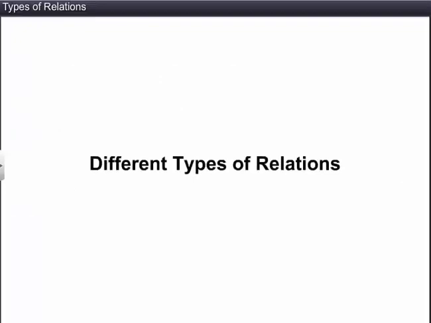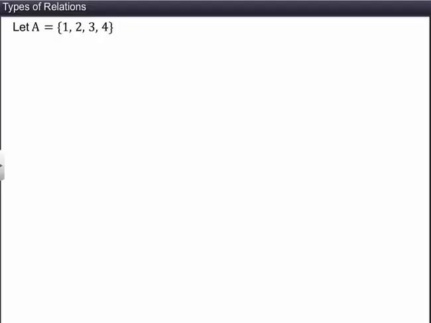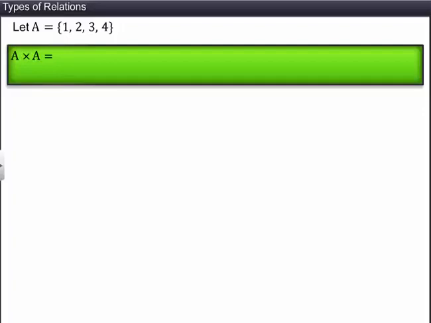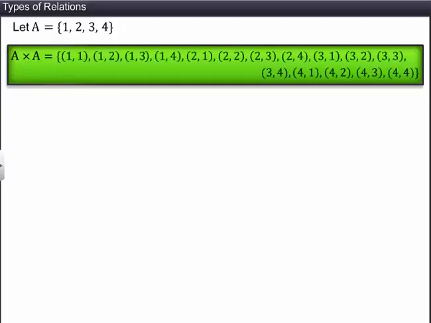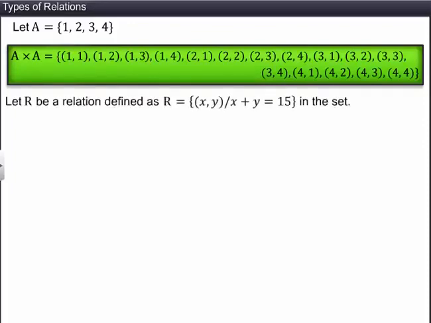Let us now learn about the different types of relations. Consider set A with elements 1, 2, 3 and 4. The Cartesian product of A with itself consists of 16 ordered pairs, as shown here. Let us define a relation R on A, defined as the set of all ordered pairs (x, y), such that x plus y is equal to 15. Recall that any relation R in A is a subset of A cross A.